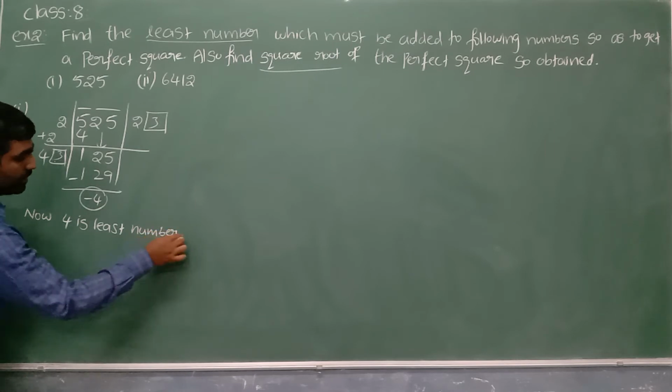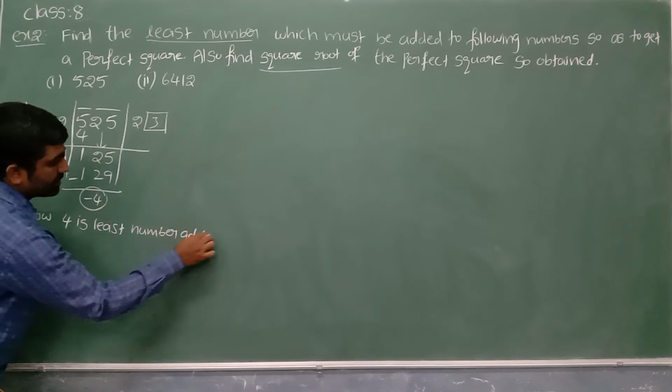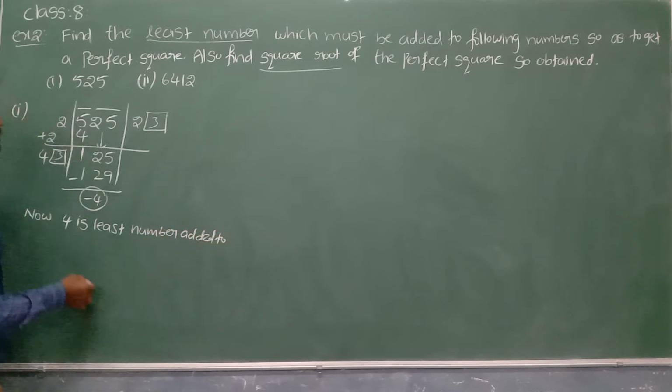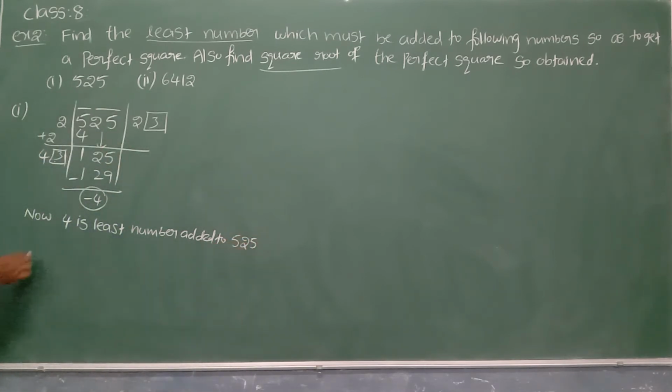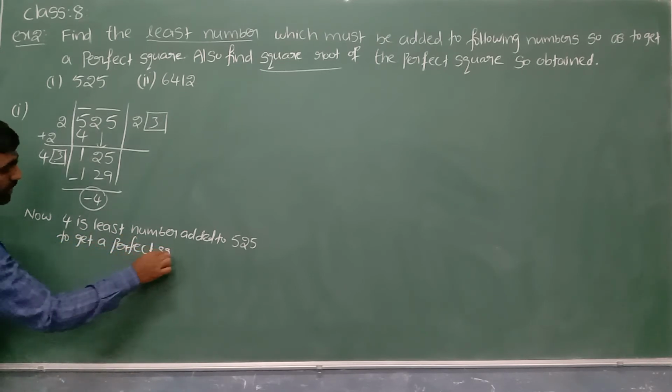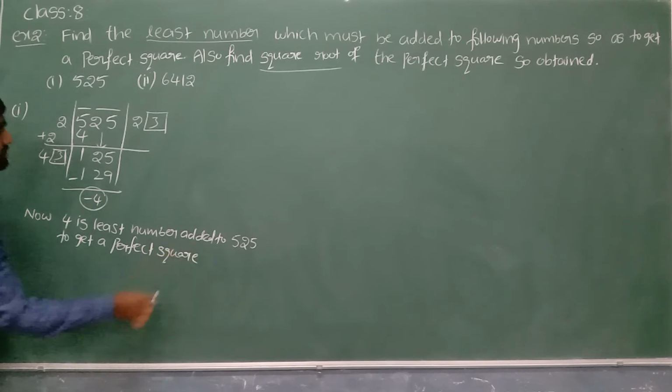4 is the least number. Added to 525 to get a perfect square number. Yes. First task is completed.